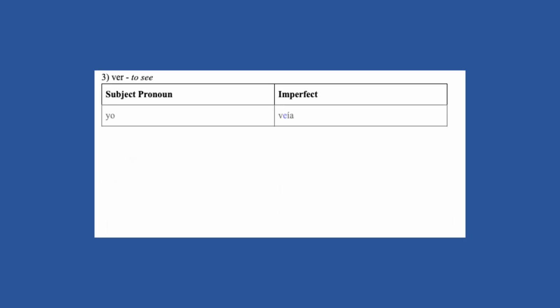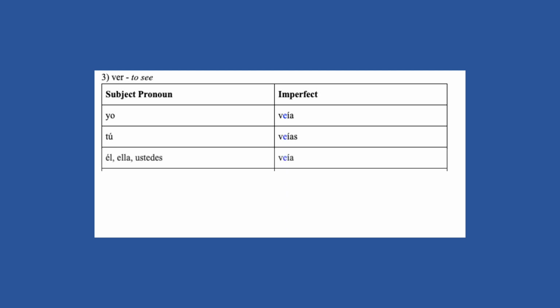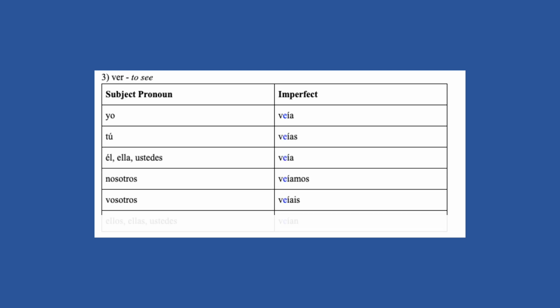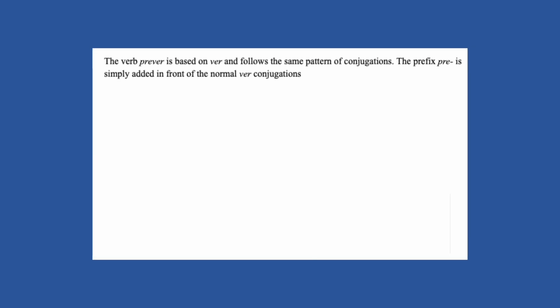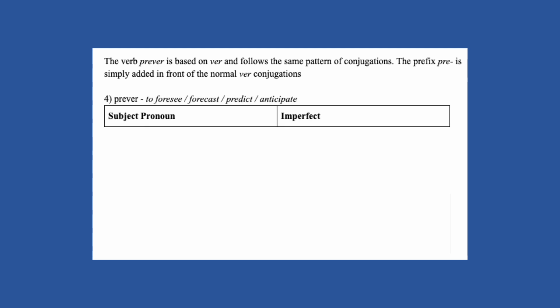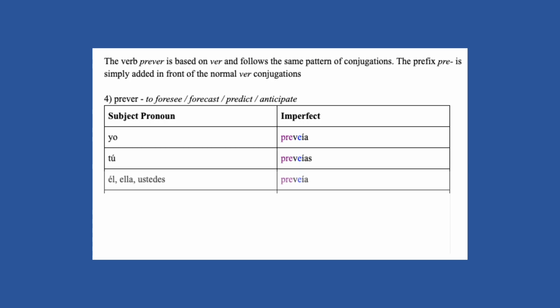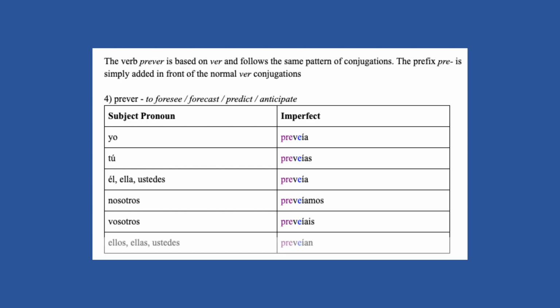Ver: veía, veías, veía, veíamos, veíais, veían. Prever follows the same pattern of conjugations as ver, just with the prefix pre attached. Preveía, preveías, preveía, preveíamos, preveíais, preveían.